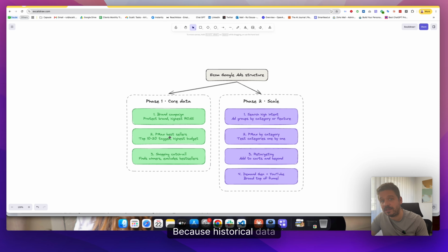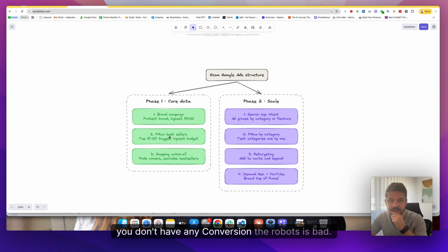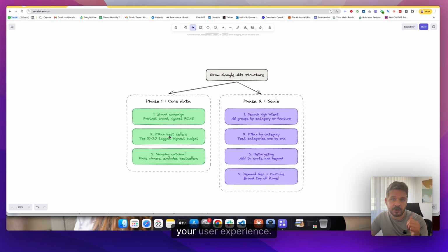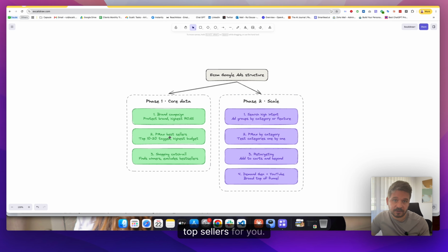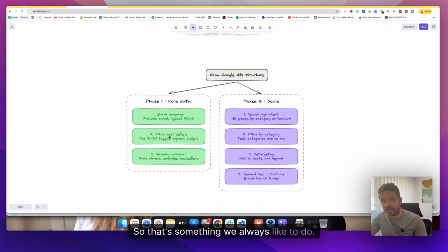Why? Because historical data tells us that they should convert. So if the campaign doesn't convert, you don't have any conversion, the ROAS is bad, we know that it's probably something to do with your user experience, add to cart is not working, or you are the most expensive one. Why? Because they should sell, okay? If you are targeting the correct keywords like we like to do, they should sell, because they historically are the top sellers for you. So that's something we always like to do.